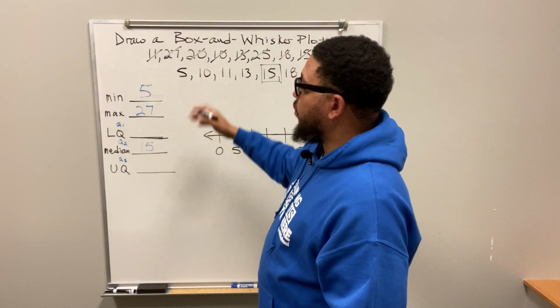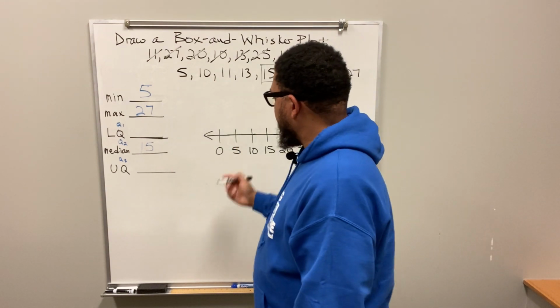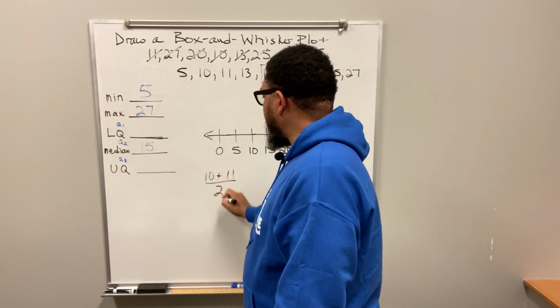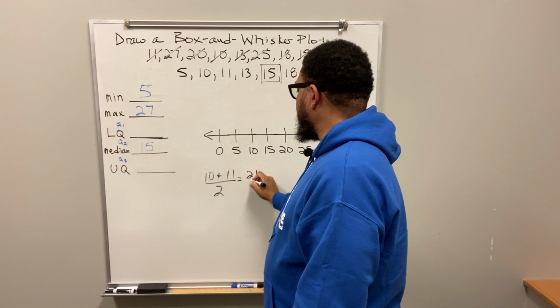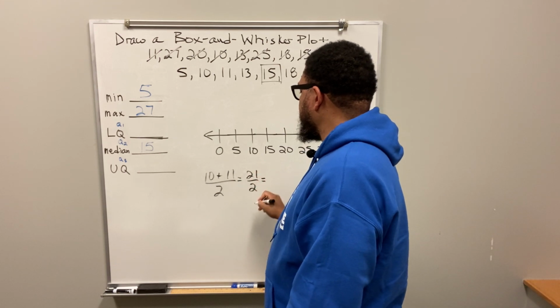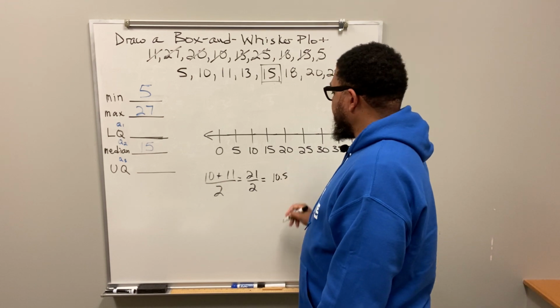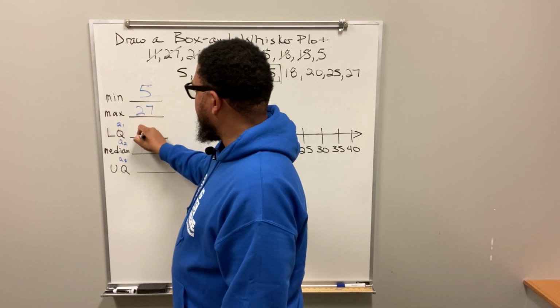So that means in order to find the median, you have to take the average of the 2 middle numbers, which looks like this: 10 plus 11, and you divide by the number of numbers, which is 2. So 10 plus 11 is 21. Then you divide that by 2. 21 divided by 2 is 10.5. So that means that your lower quartile is 10.5.